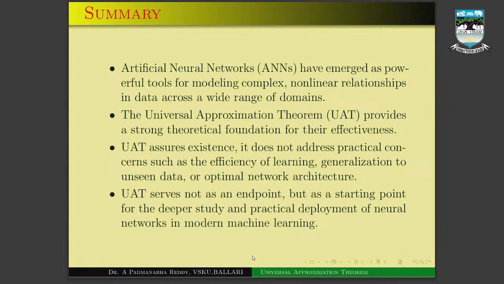Okay, summary of what we have done here. Artificial neural networks have emerged as powerful tools for modeling complex non-linear relationships in data across a wide range of domains. The universal approximation theorem provides a strong theoretical foundation for their effectiveness. UAT assures existence: a neural network exists to approximate a continuous function, just like a Cauchy sequence. Every Cauchy sequence is convergent, but it fails to give the limit point.